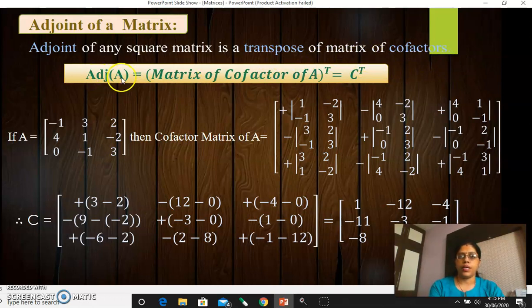Okay, how to find it. So adjoint of A means what? It's simply the transpose of the matrix of cofactors of A. It's the transpose of that C. Okay, let's see one more example. This is your matrix A of order 3 by 3. See, the cofactor of A is, see, minus 1 for this. Again, for each and every element you have to find the respective cofactors. Again, there are 9 cofactors, by giving alternate plus minus signs there.